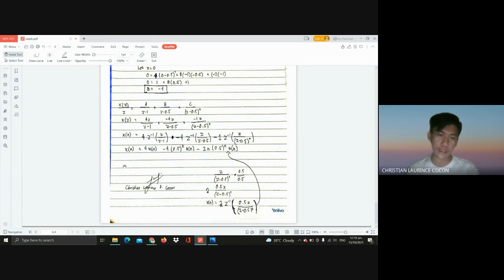So our final answer is x of n is equal to 4 u of n minus 4 multiplied by 0.5 raised to n u of n minus 2n times 0.5 raised to n u of n. So that's for number 5.